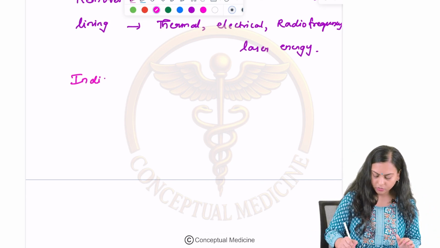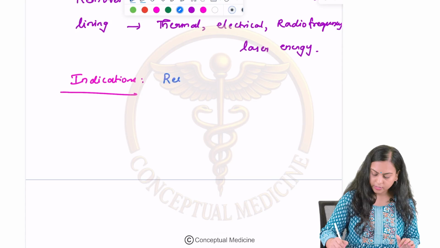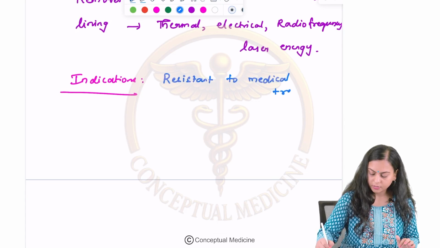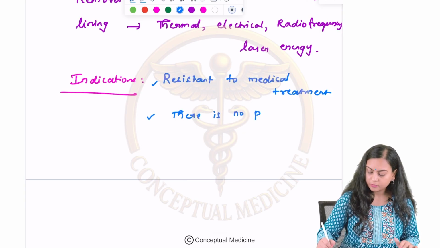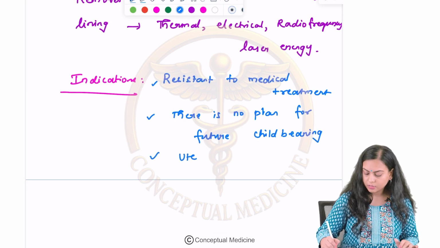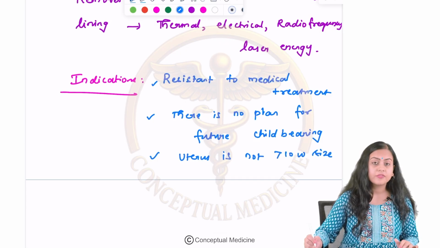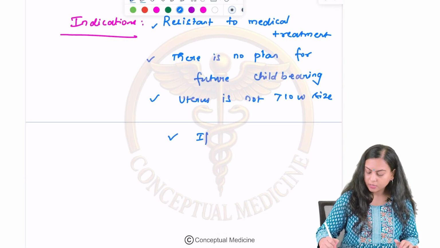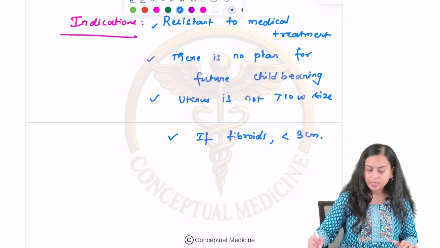Okay, and we have the indications of doing endometrial ablation. So indications of doing endometrial ablation include when there is resistance to medical treatment, there is no plan for future childbearing, uterus is not more than 10-week size, and if fibroids are present, they should be less than 3 centimeter.